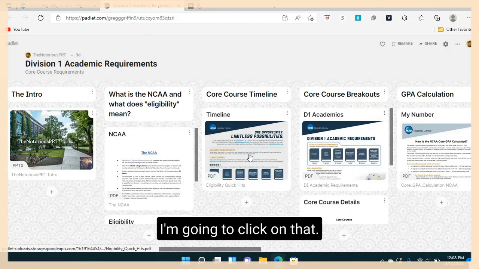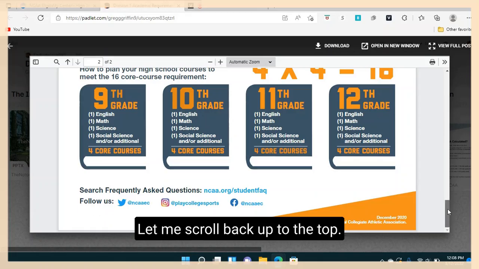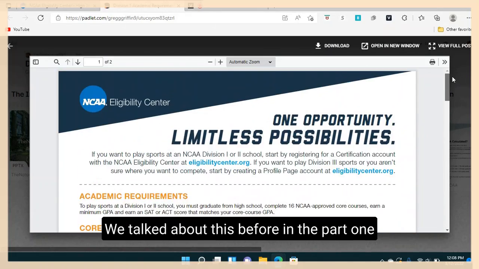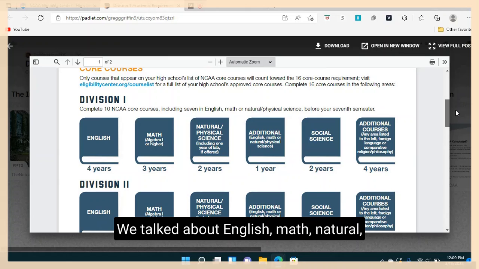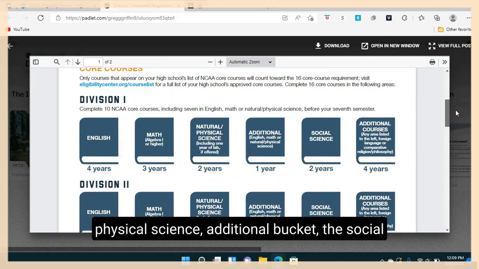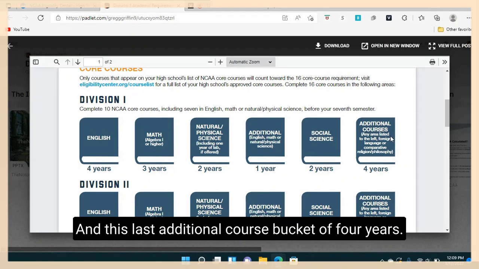So this timeline, I'm going to click on that. So you see it. Let me scroll back up to the top. We talked about this before in the part 1. Right. Here's the classes. Right. Here's that D1 bucket we talked about. English, math, natural, physical science, additional bucket. The social science 2-year bucket right here. And this last additional course bucket of 4 years.